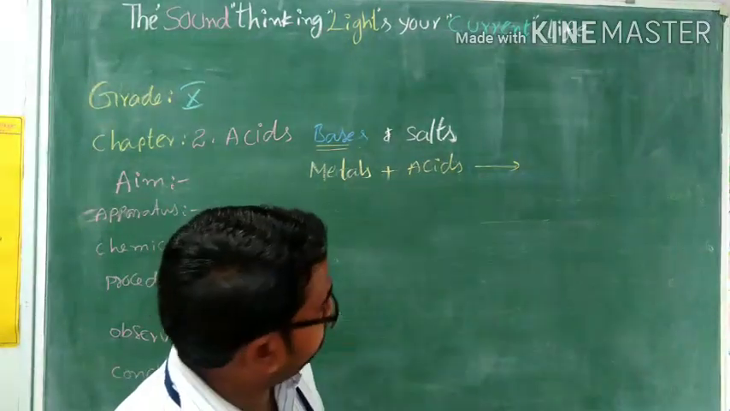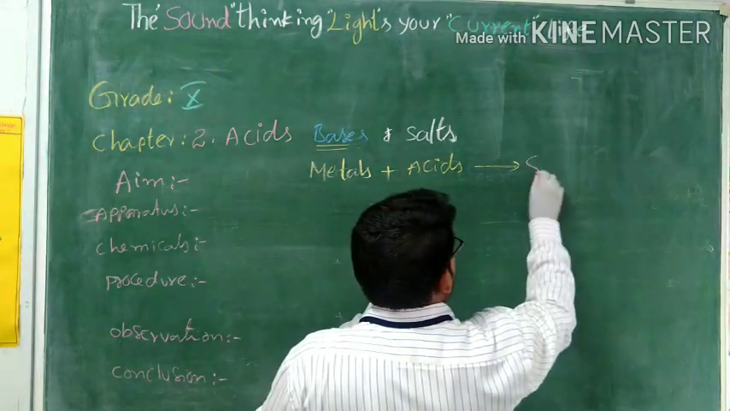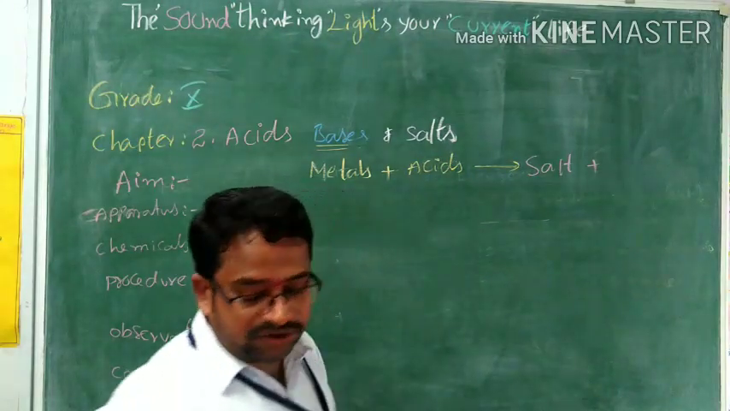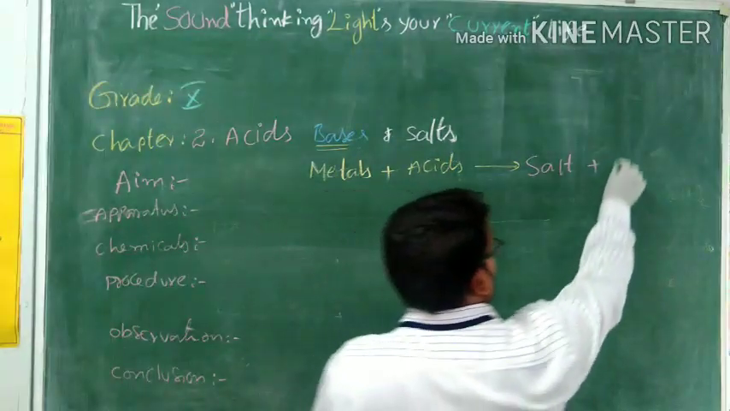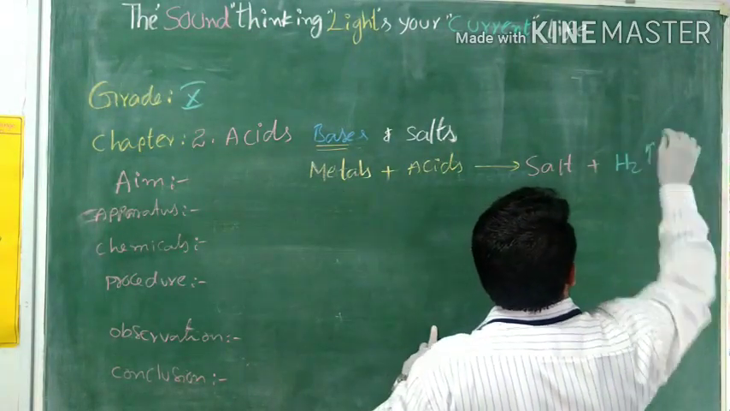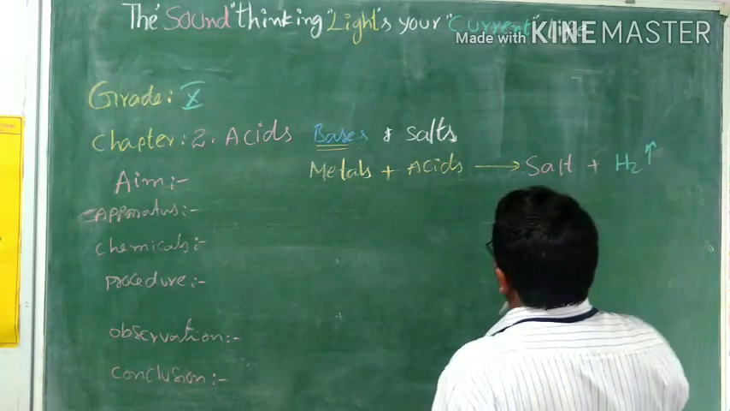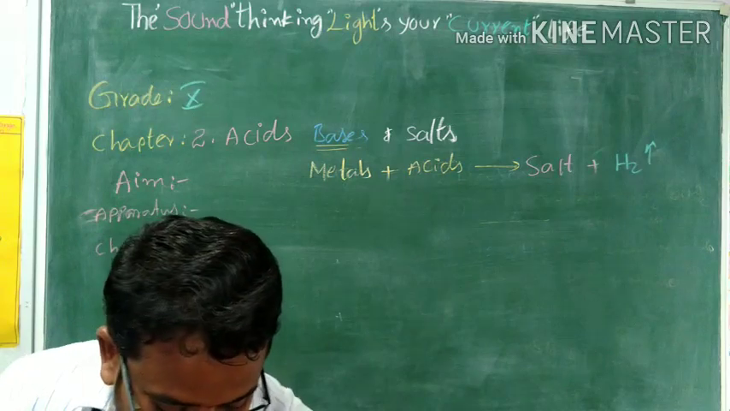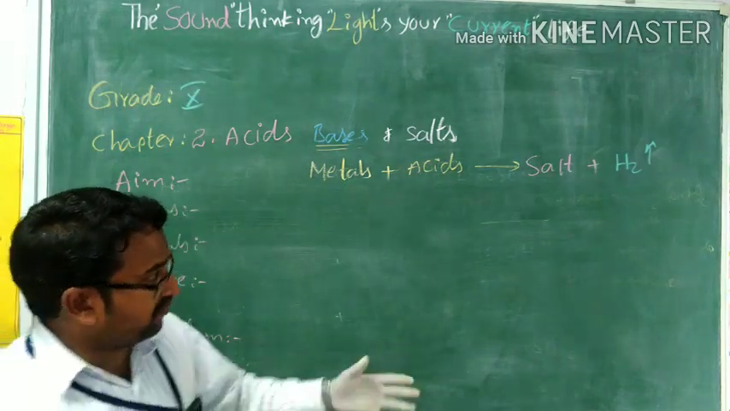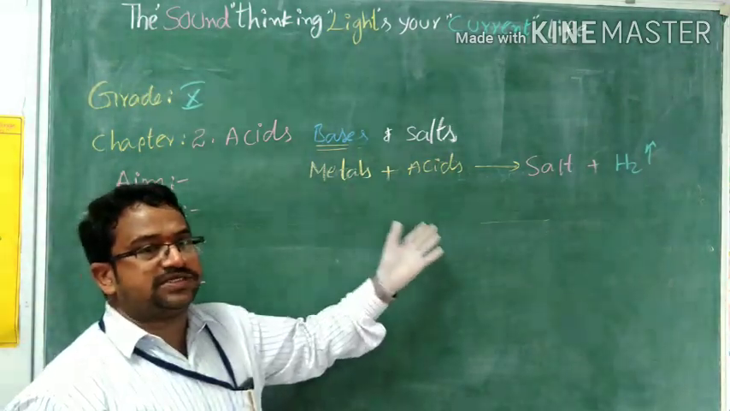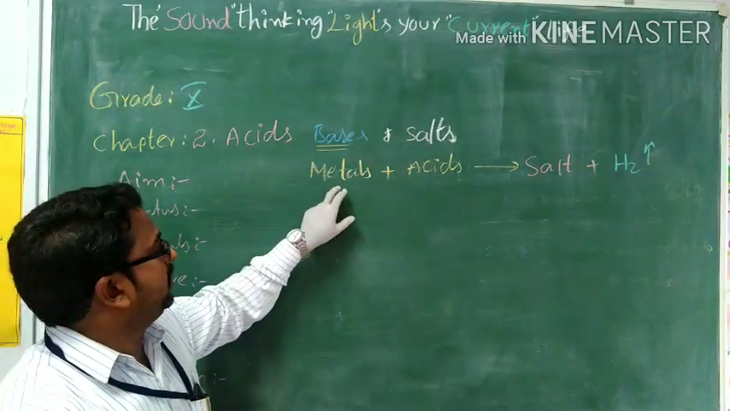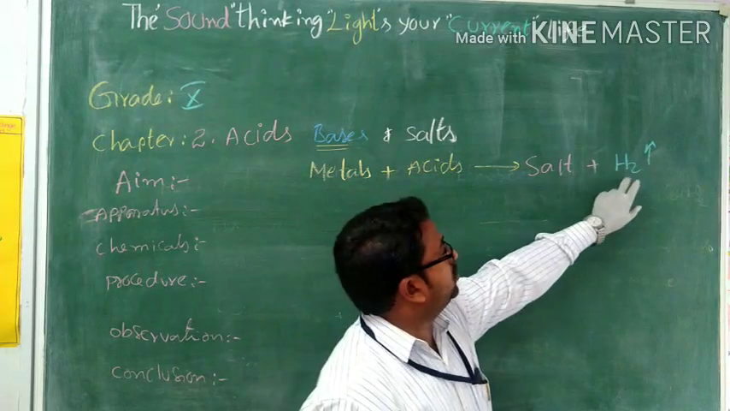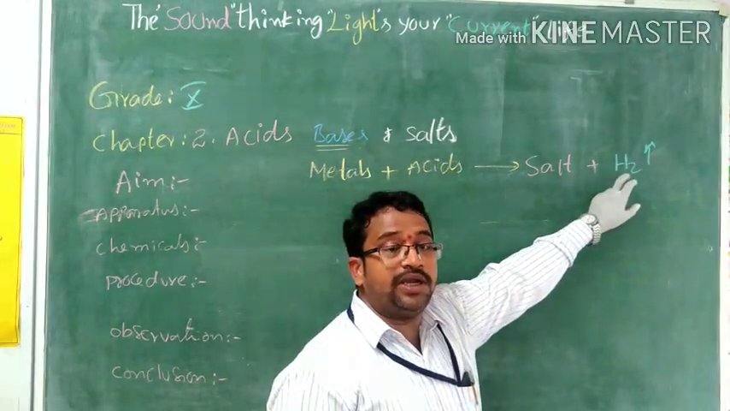Salt and hydrogen gas are formed. Hydrogen gas is evolved. That is the general equation. If you know the general equation, then half of the content you can analyze based on that particular thing. Metals react with acids, and then hydrogen gas is evolved.